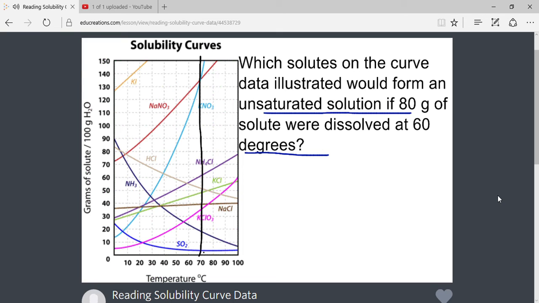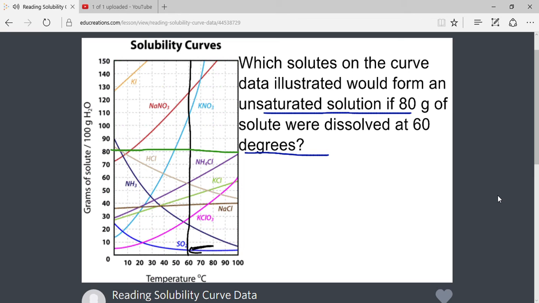What we now look for is the amount of solute that is possible to dissolve at this particular temperature. When looking at SO2, approximately 5 grams of solute would create a saturated condition. Therefore, SO2 would not be unsaturated if 80 grams were dissolved. Drawing a second line will be useful in this case. The second line for the condition of 80 grams running all the way across will reveal what we're interested in.